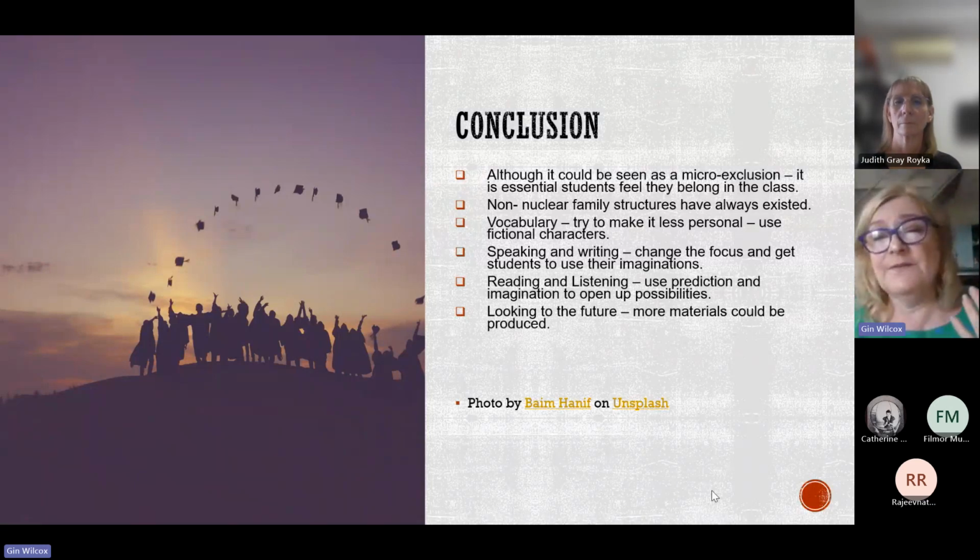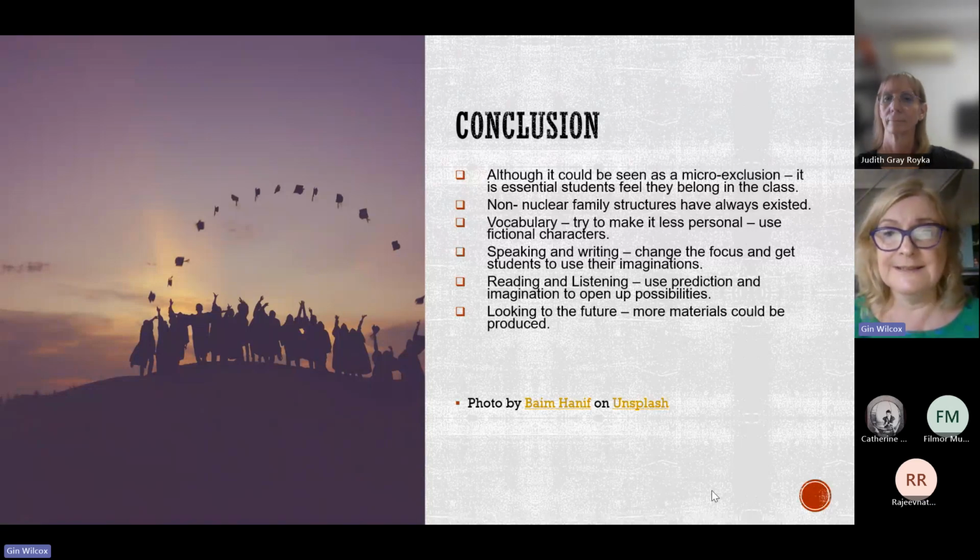When we're introducing vocabulary, maybe use fictional characters to create family trees. In speaking and writing, change the focus and get the students to use their imagination. Same with reading and listening: use prediction and imagination to open up possibilities. And looking to the future, just as books have started to become less sexist and less racist, hopefully more materials will be produced that are considering all kinds of exclusion, not just maybe the more significant ones.